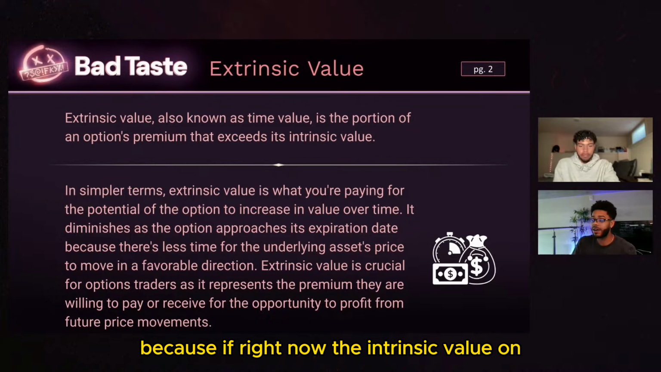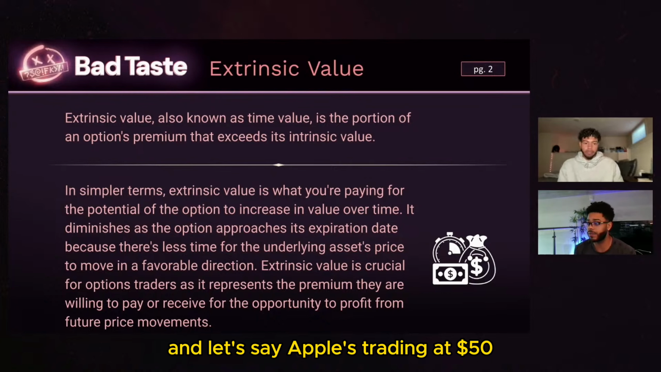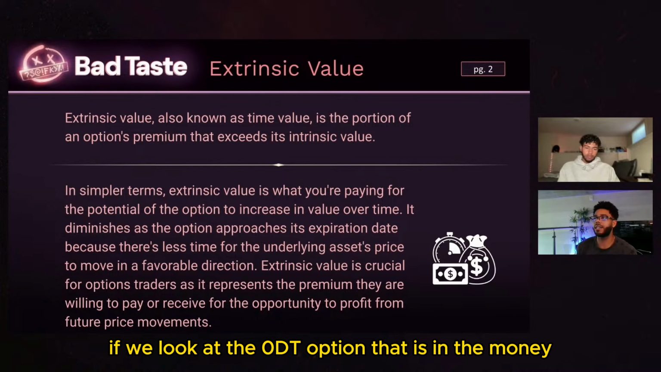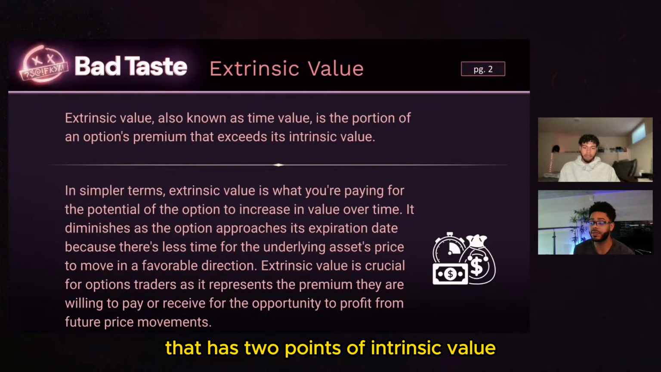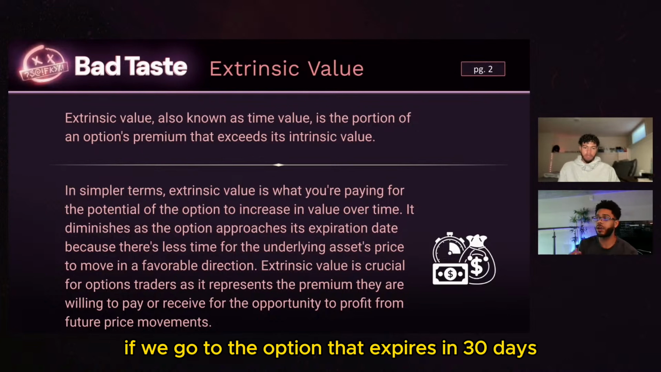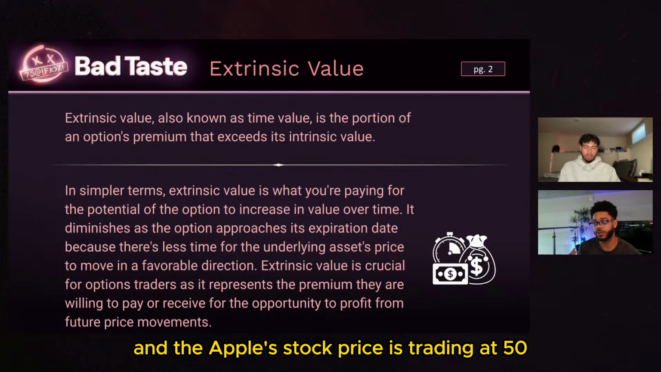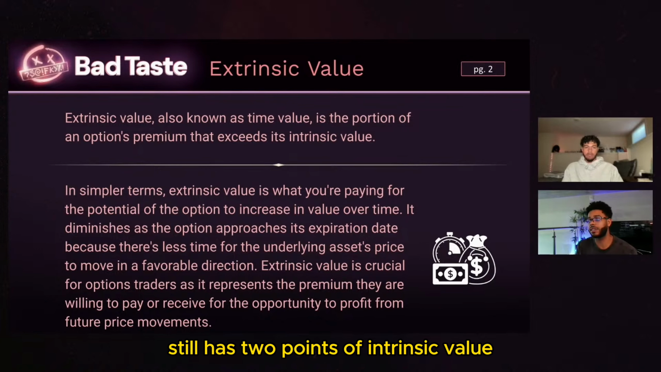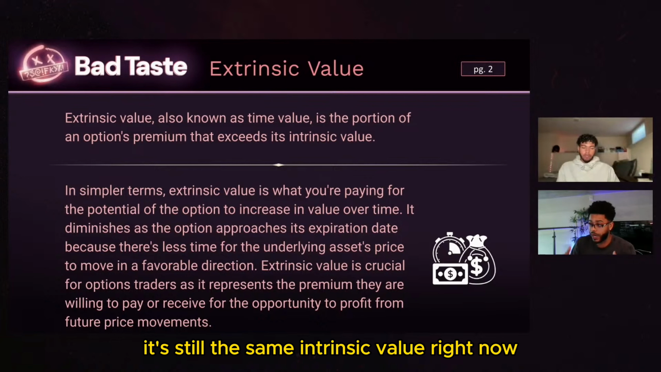Because right now, let's say we open up Apple and let's say Apple's trading at $50. If we look at the 0 DTE option that is in the money, so let's say the 48 strike, that has 2 points of intrinsic value. If we go to the option that expires in 30 days on Apple, the 48 strike, and Apple's stock price is trading at 50, that 30 DTE option still has 2 points of intrinsic value. So the further out I go in time, it's still the same intrinsic value right now.